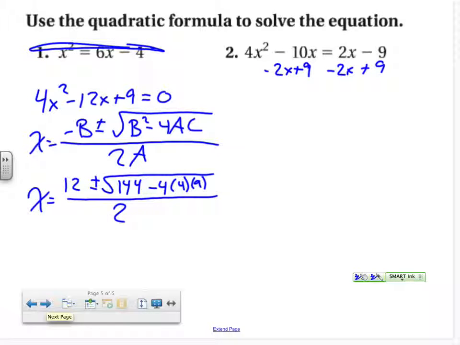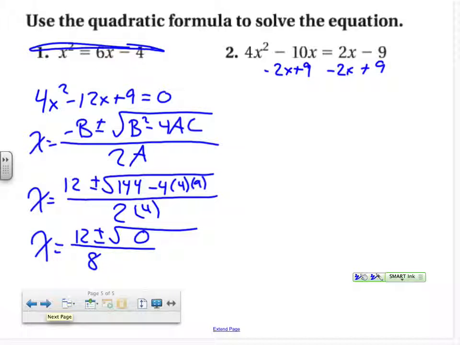And then a is 4. All right, let's do underneath the square root first. Okay, 4 times 4 times 9. 4 times 4 is 16. 16 times 9 is 144. We got 144 minus 144. That's 0 underneath. 2 times 4 is 8. Really, you don't need to add and subtract 0. It's going to give you the same thing each time, which is 12/8. And 12 and 8 both have 4 in common. So 12 divided by 4 is 3, and 8 divided by 4 is 2, so 3/2.